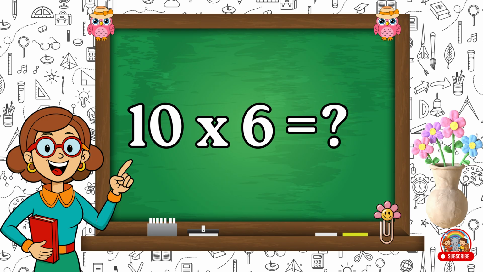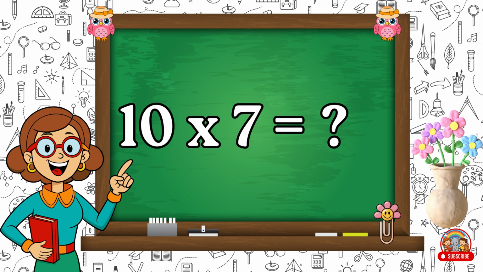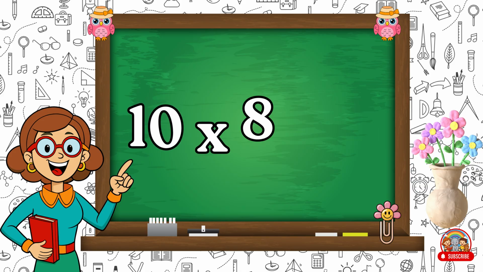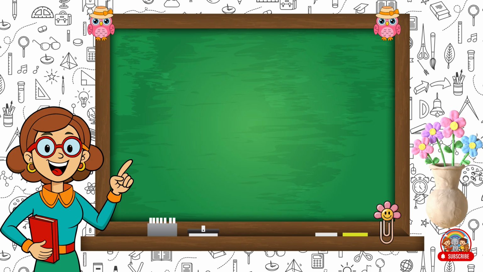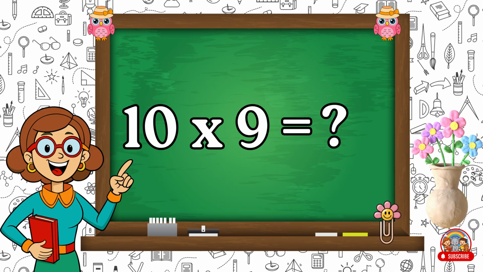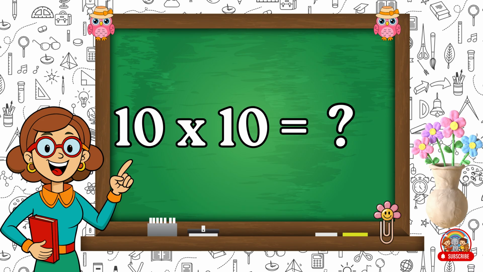10 sixes are 60. 10 sevens are 70. 10 eights are 80. 10 nines are 90. And last 10 tens are 100.